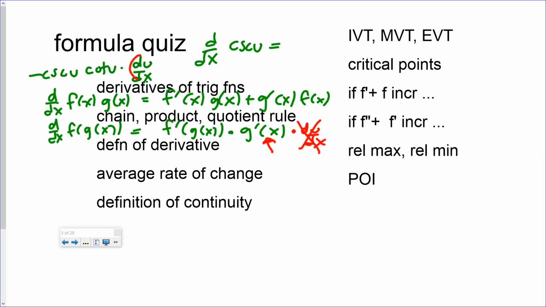Right here, this is a chain rule. When you took the derivative of the outside, it was negative cosecant cotangent. And then you take the derivative of the inside. So the du dx is the exact same thing as the derivative of the inside. So please don't repeat it when you write out this chain rule, okay?